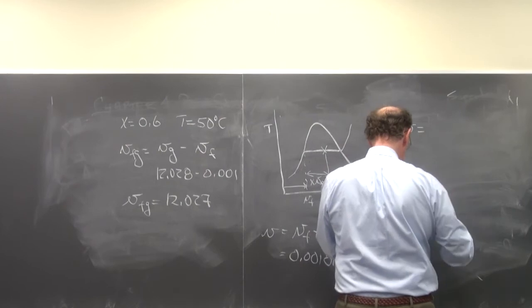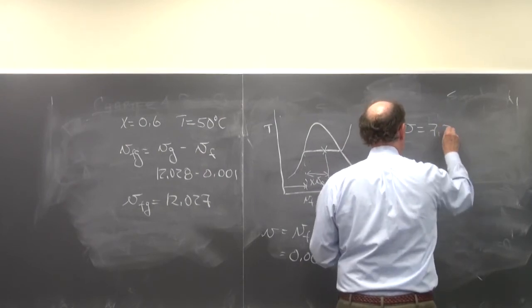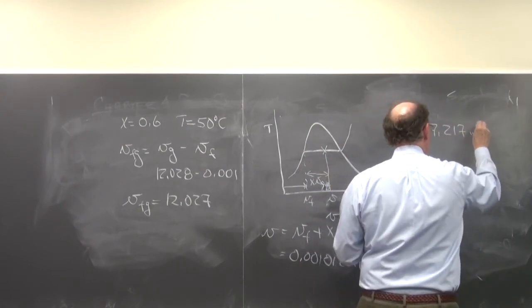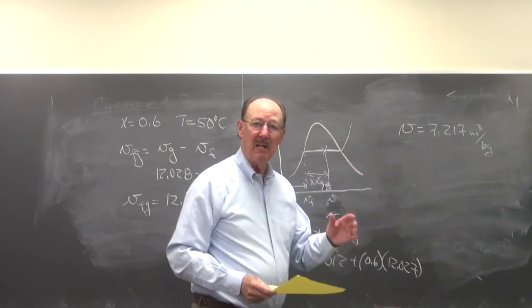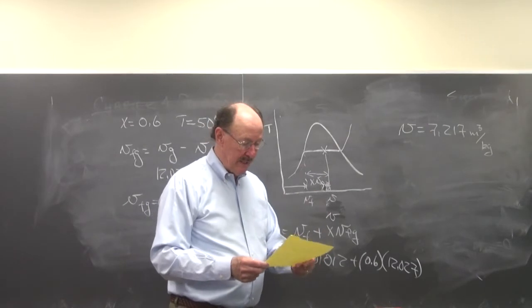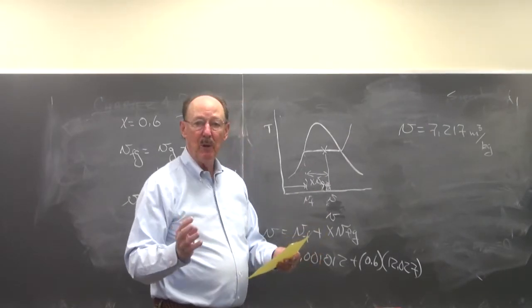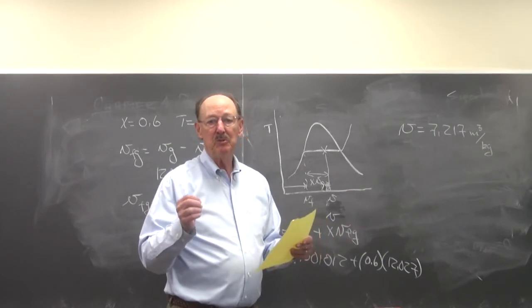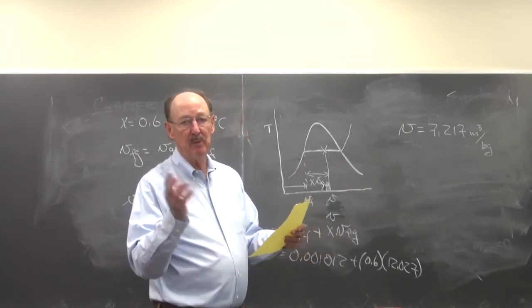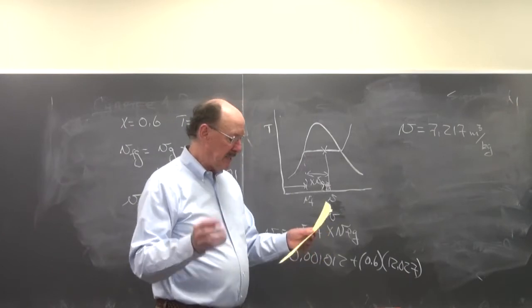And so we get V is equal to 7.217 cubic meters per kilogram. So I'm able to solve for the specific volume. What we can do is we can do this for all properties. So this isn't just true for specific volume, it's true for internal energy, it's true for enthalpy, it'll be true for entropy. These are things that we'll look at.